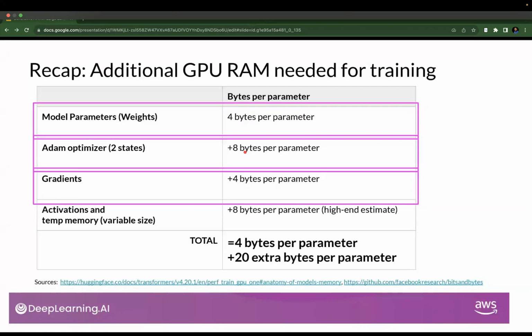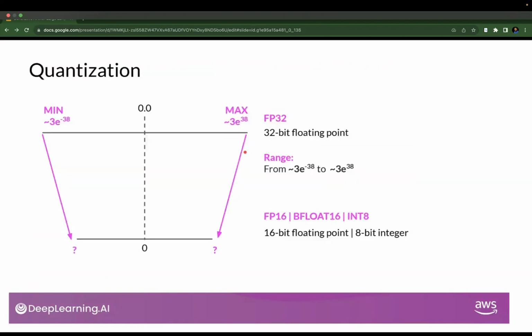So overall, for each parameter, we need 24 bytes of memory, which means when it comes to training hundreds of billions of parameters, it's not practical to use a single machine. So there are a few techniques to reduce the memory requirement.